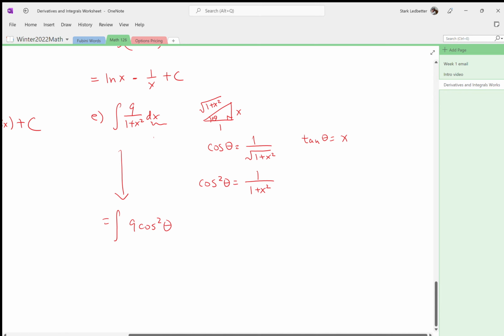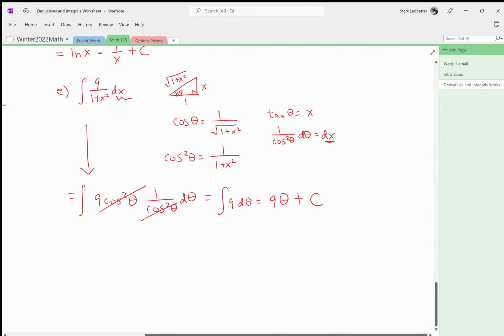Equals x. And then if I take the differential of both sides, 1 over cosine squared theta, you know this is secant squared theta, but I like to write 1 over cosine squared, especially if I have cosines in the problem, because then I can replace dx with 1 over cosine squared theta d theta. The cosine squareds will cancel. So now I'm doing the integral of 9 d theta, which is just 9 theta. I'll go ahead and write my plus c here.